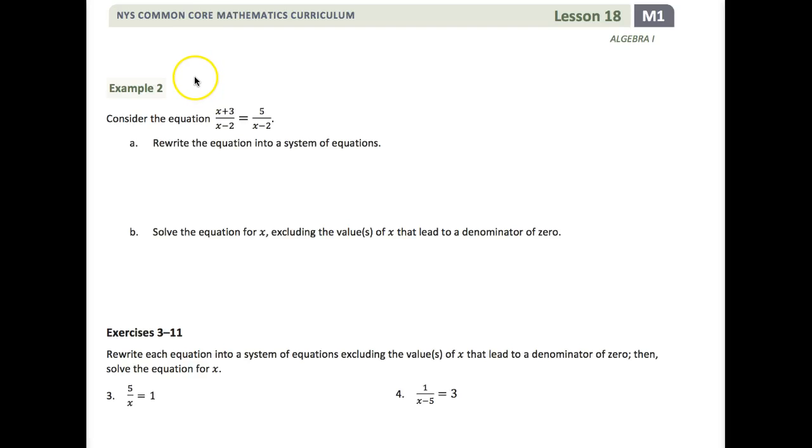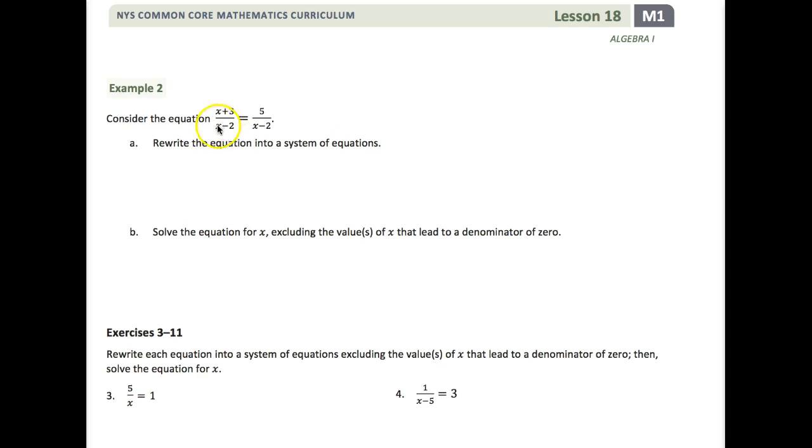Lesson 18, student page 101. Consider the equation quantity x plus 3 divided by quantity x minus 2 equal to 5 times the quantity x minus 2. This is an interesting question. It says rewrite the equation into a system of equations.